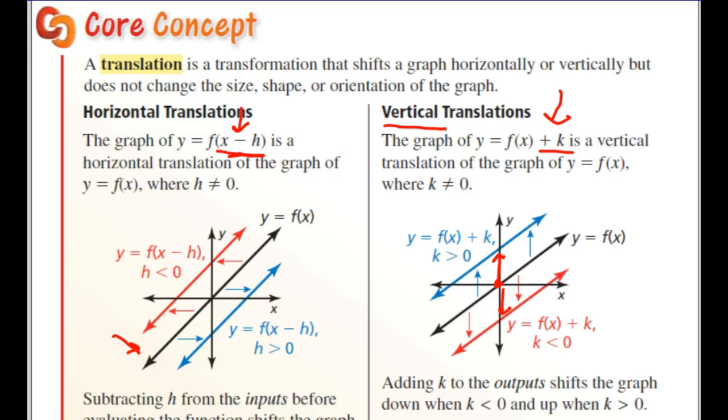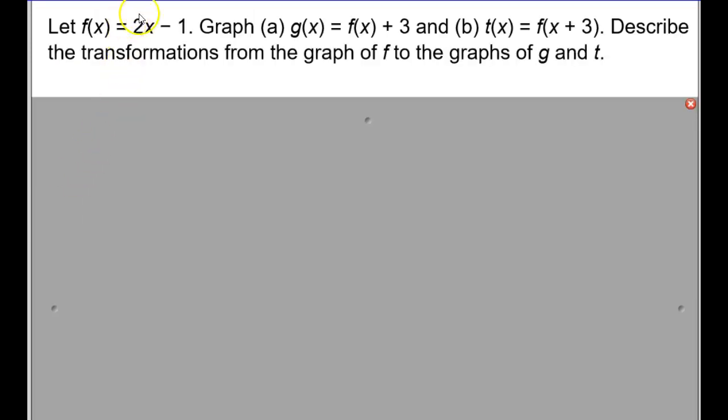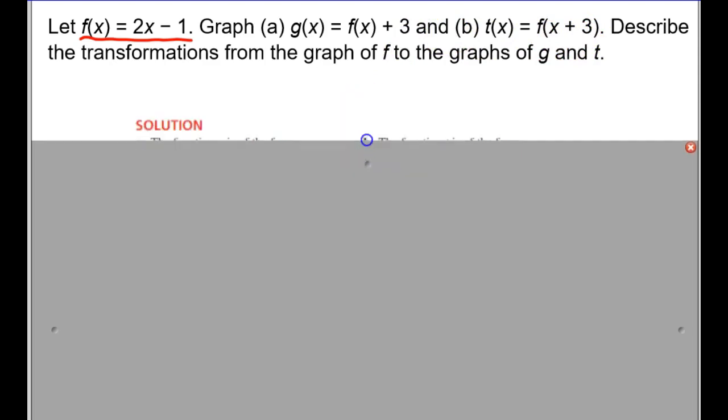So now let's look at an example of working with this. So here's my function. I have f of x equals 2x minus 1. So graph this, and I always like to start by graphing my parent function, and then I'm going to graph g of x, which just tells me a different function that I'm doing stuff to. And I see I have an f of x plus 3, and then an f of x plus 3. So you see both of them are plus 3, but they're in different locations, and they actually do very different things.